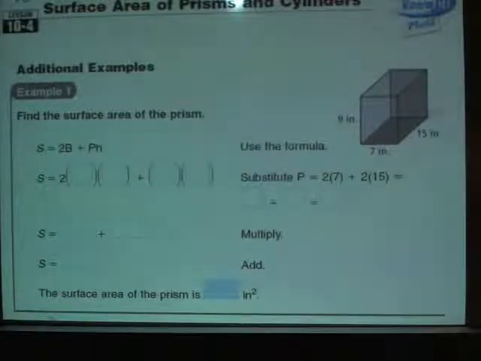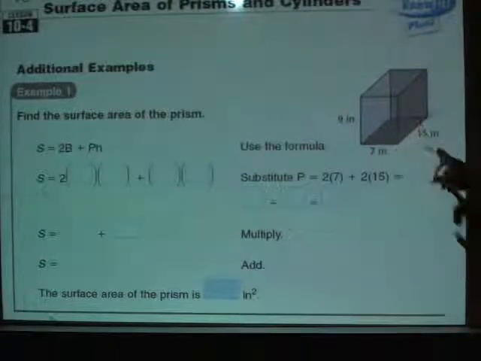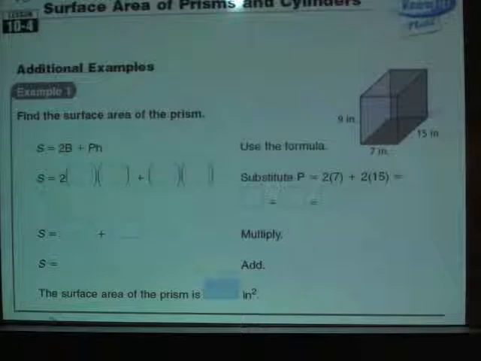All right, so start off here, we're going to find the 2B part. Right, so B again is the area of the base. Well, if I look at this, it's sitting on this base, this 15 by 7 rectangle down here at the bottom. So to find B, I'm going to multiply together 15 and 7.